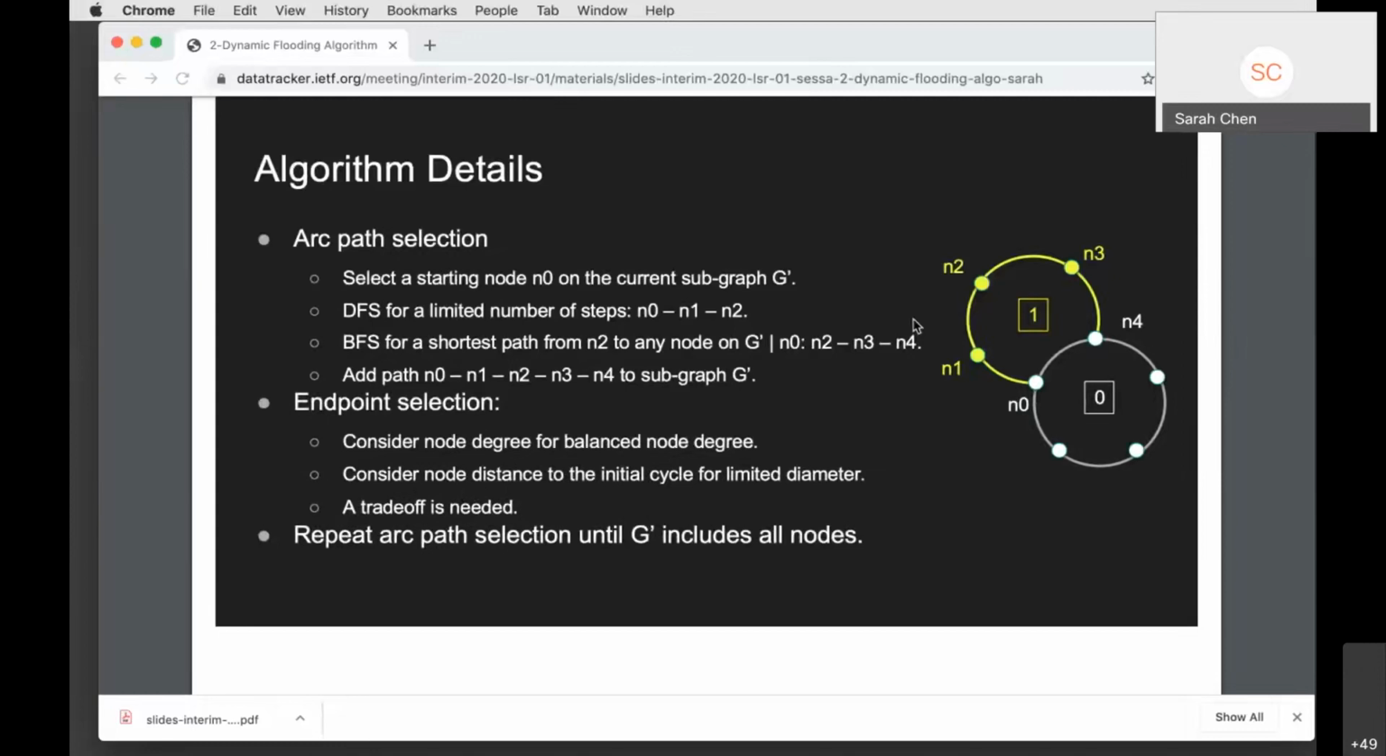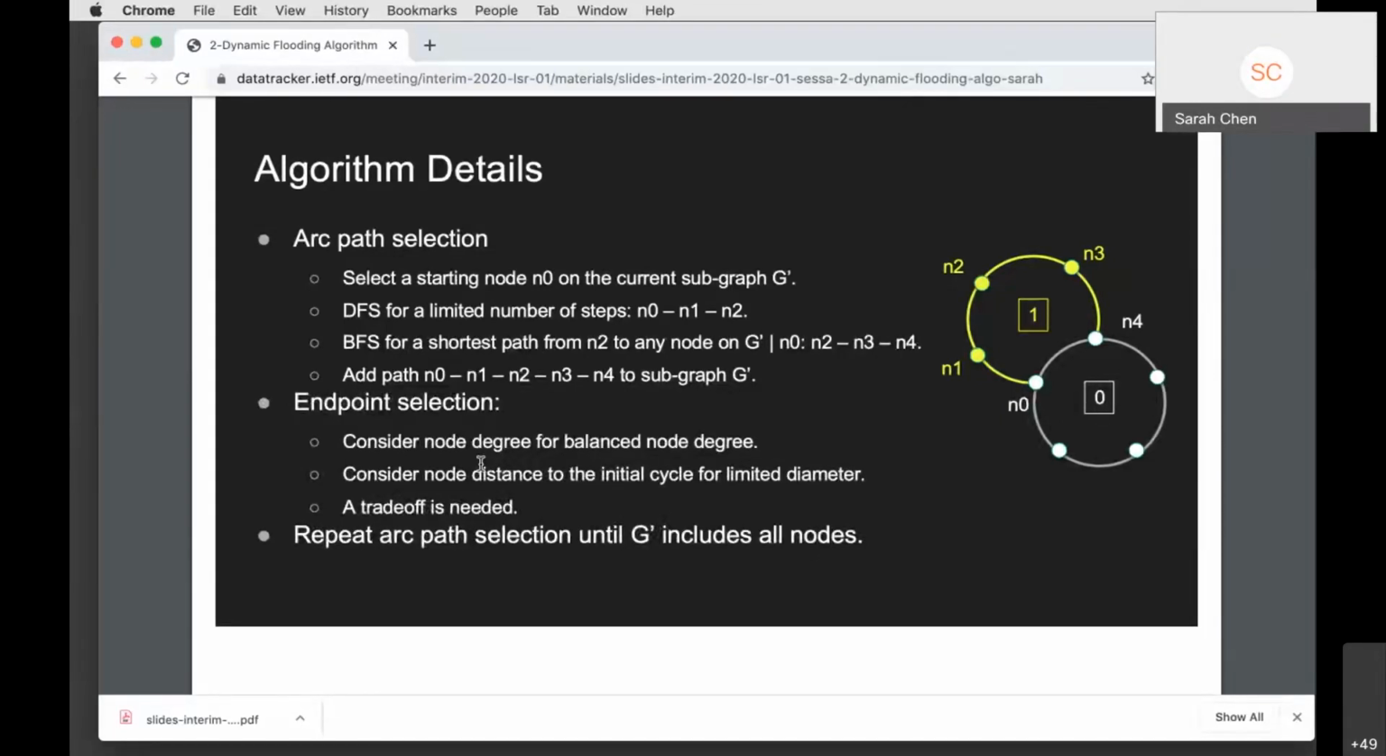So Sarah? Yes. This is AC from Cisco. Do you always use the subgraph you just added for the endpoints of the next one? Yes. Okay. So in the next iteration, the subgraph will be this initial cycle plus the yellow arc. So I will choose any point, the yellow or white, as the starting node. Okay, thanks.